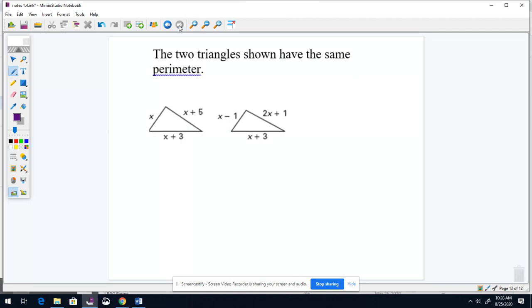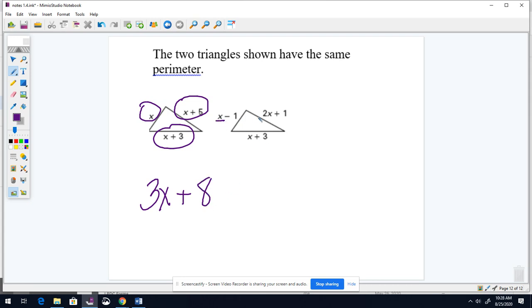And finally, I pulled this one from a worksheet, and you probably have done things like this in a geometry class. So these two triangles have the same perimeter. I cut off the directions. The directions are basically what are the dimensions of the triangle. So perimeter is just adding up all the sides. So this side plus this side plus this side. When I add all of them up, I have an x, an x, and an x. So if I add all my x's, I get 3x. And then I have a 5 and a 3, which is 8.